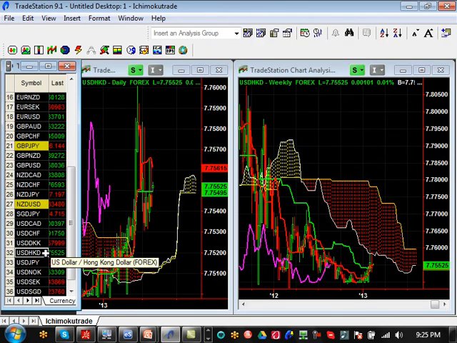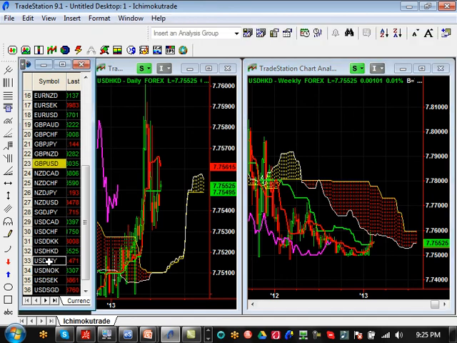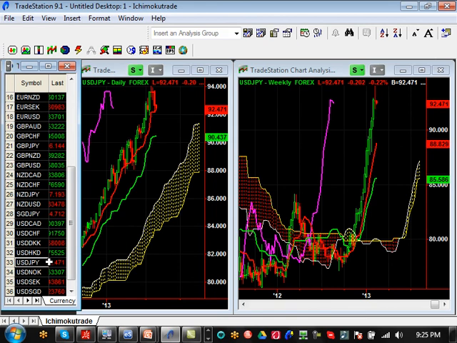US Hong Kong, really not doing anything at all. It bounces between support at 7,500 and a resistance level close to 7,600. US yen, really not pulling much back right now. Support level is going to be about 90.43 as the first one. 88.82 is going to be the next one.